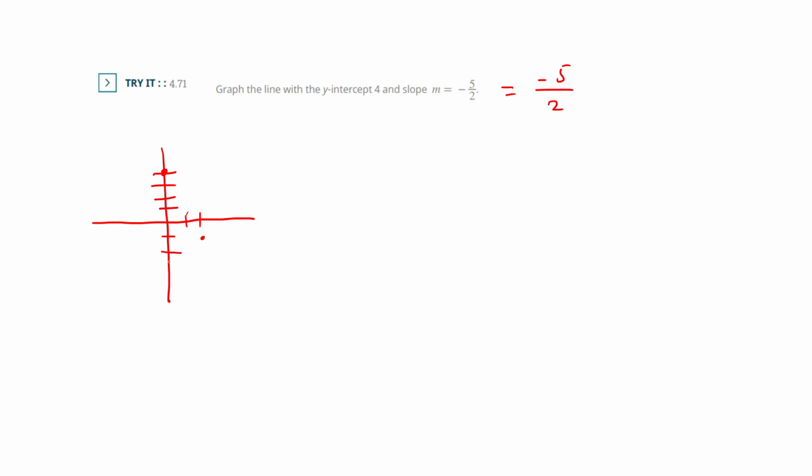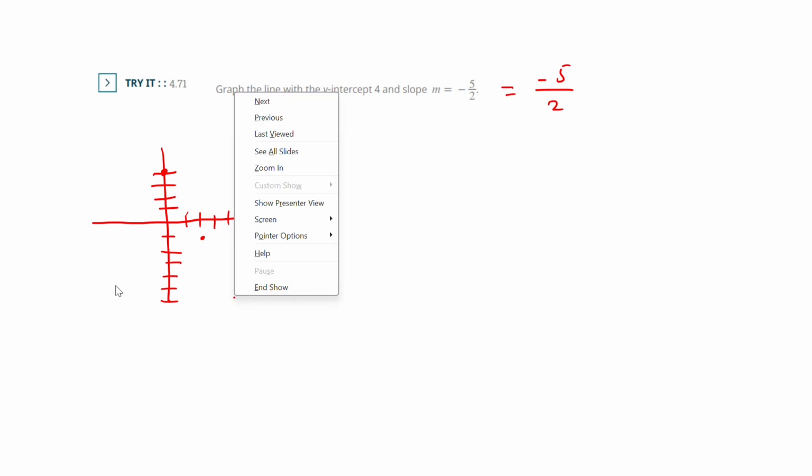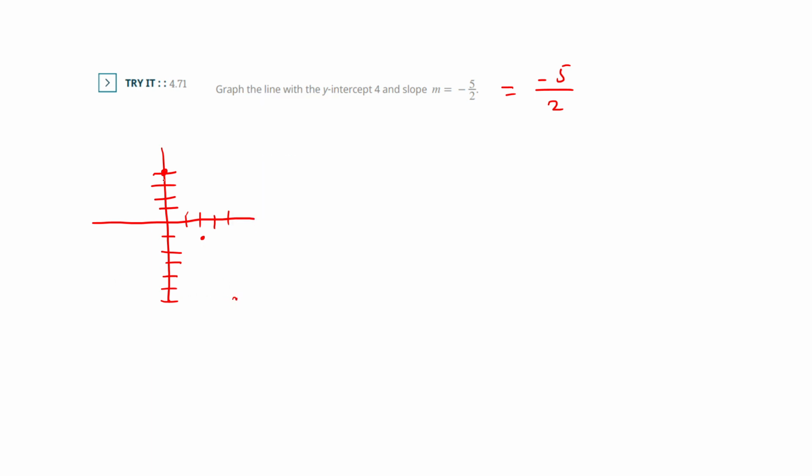Now I'm going to do another one. 2, 3, 4, 5. So down 5 more, over 2 more. Get a point right about there. And then connect them. And I have my line.